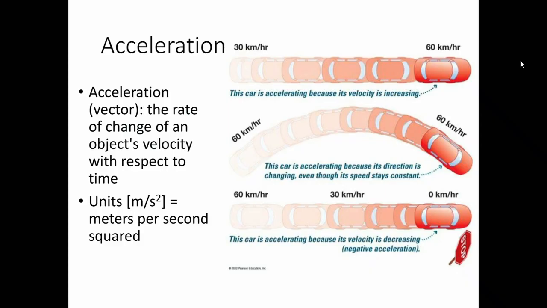So you take velocity, which is meters per second, and divide it by time again, and then you get a second squared in the denominator. And there isn't a special name for the scalar version of acceleration.